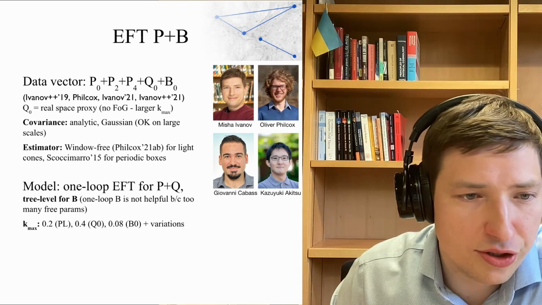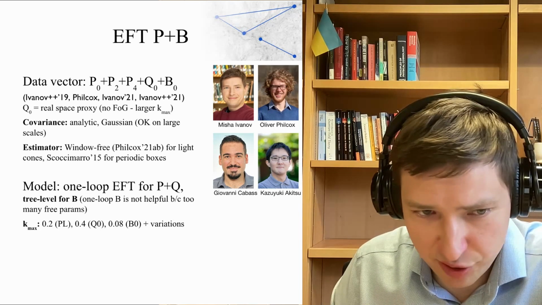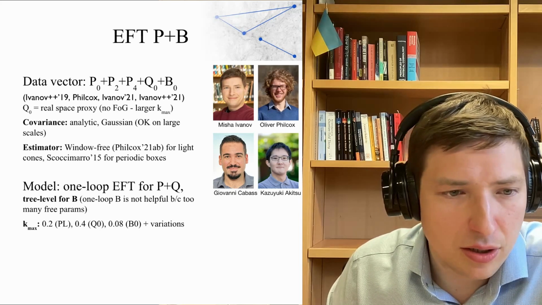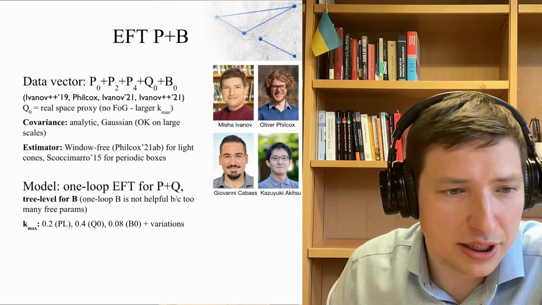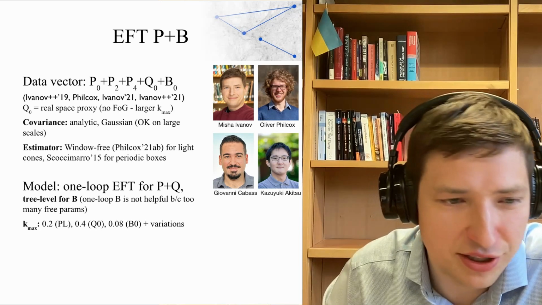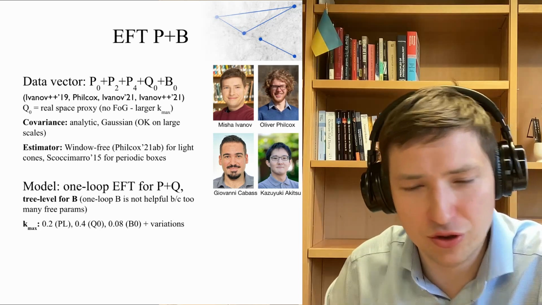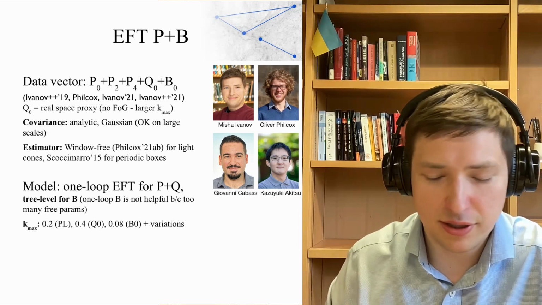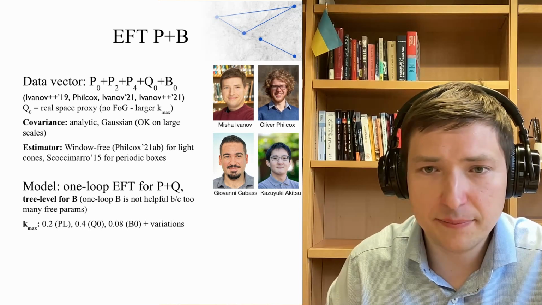And for the model, we use one-loop EFT for the power spectrum and kth, and the tree-level bispectrum. We also tried the one-loop bispectrum, but it was not very useful because it depends on around 40 nuisance parameters. So at some point, all the information is dumped into them. Right, so this is our baseline data vector.